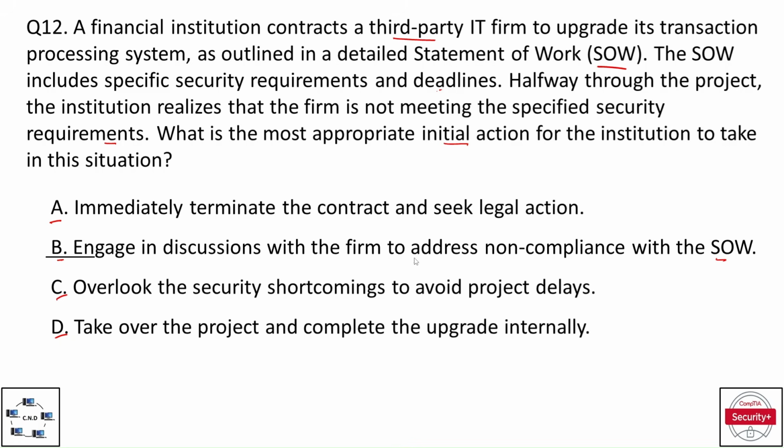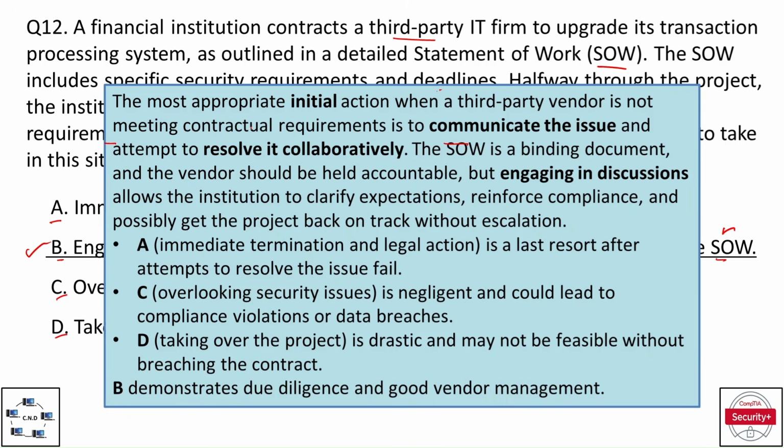And the correct option is option B, engage in discussion with the firm to address non-compliance with the statement of work. The most appropriate initial action when a third-party vendor is not meeting contractual requirements is to communicate the issue and attempt to resolve it collaboratively. The SOW is a binding document and the vendor should be held accountable, but engaging in discussions allows the institution to clarify expectations, reinforce compliance, and possibly get the project back on track without escalation.